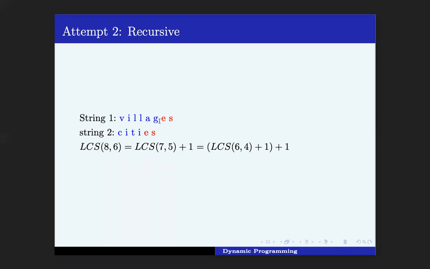Of course, you cannot have both of them as part of the longest common subsequence. Is it possible? Can there be a longest common subsequence containing both this I and this G? Is it possible that for LCS of 6, 4, the longest common subsequence between VILLAG and CITI, both I and G are part of the longest common subsequence?